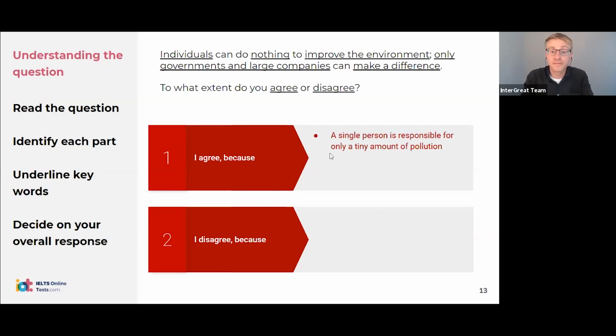So in fact, those are the two reasons that I thought of earlier. My first one was that a single person is responsible for only a tiny amount of pollution, right? This is one reason to agree. Another reason is that governments and companies can quickly make huge changes. They're very powerful. They can change social policy. They can control, you know, a huge amount of factories and infrastructure. So yeah, that's two reasons to agree. Okay. You've also said, Ranjan, policies are not influenced by individuals. This is great. Okay. So these are two reasons to agree.